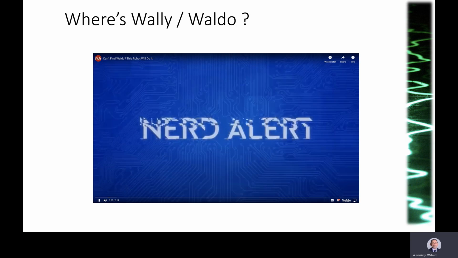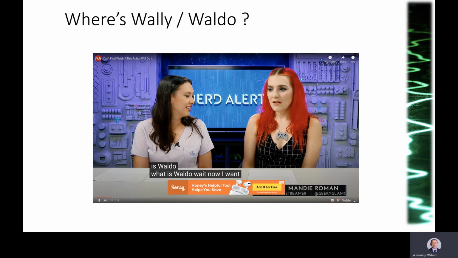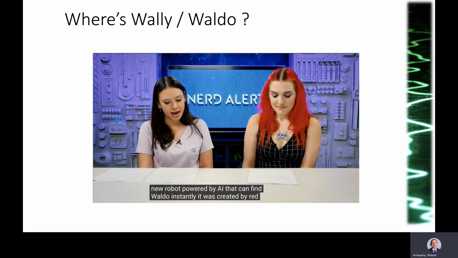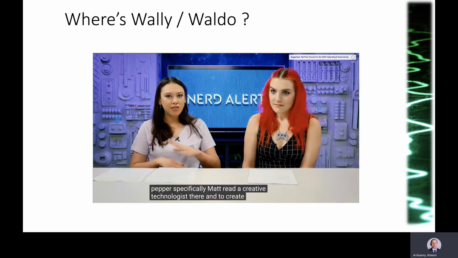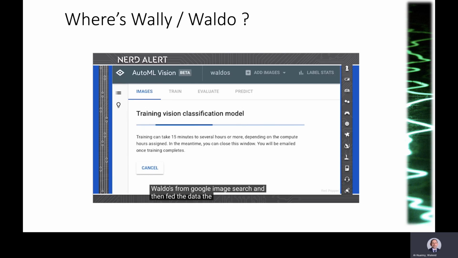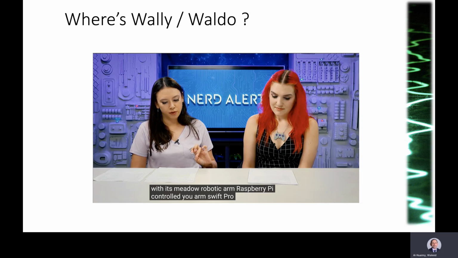It's the question that's plagued you since your childhood. Where is Waldo? Who is Waldo? What is Waldo? Wait, now I want to know. Who is Waldo? We'll never know because we have to find him first and then start a meaningful conversation. But there is a new robot powered by AI that can find Waldo instantly. It was created by Red Pepper, specifically Matt Reed, a creative technologist there. And to create the AI, he's got 62 Waldo heads and 45 full body Waldos from Google image search, and then fed the data. The data is Google AutoML Vision. And then from there, it was able to successfully locate Waldo with its metal robotic arm, Raspberry Pi controlled U-arm Swift Pro, and a vision camera kit to perform facial recognition.